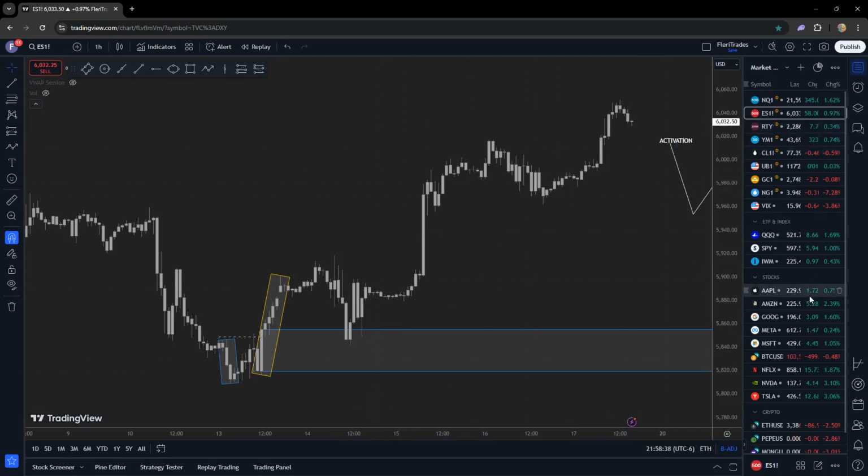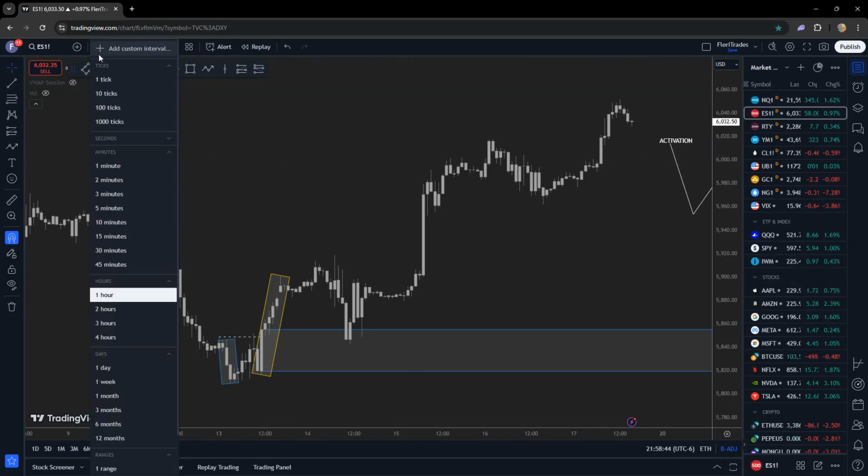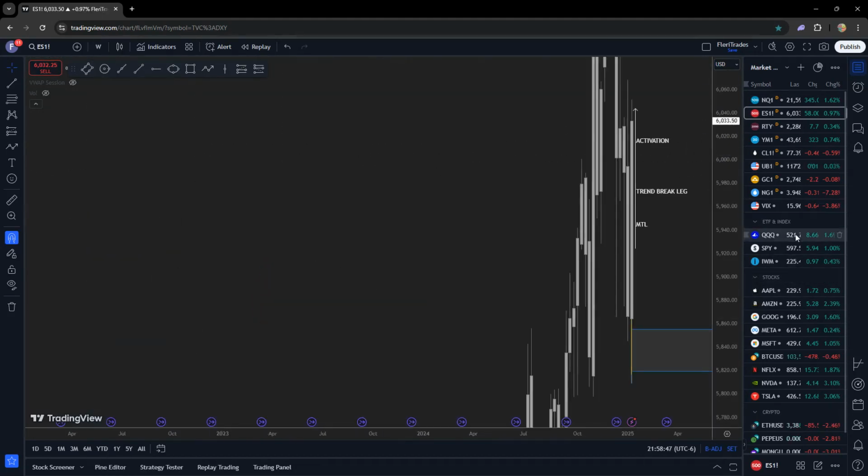So again, as we go into a higher time frame, let's look at Amazon on the weekly here. Pulling that up. Does anybody have any questions?